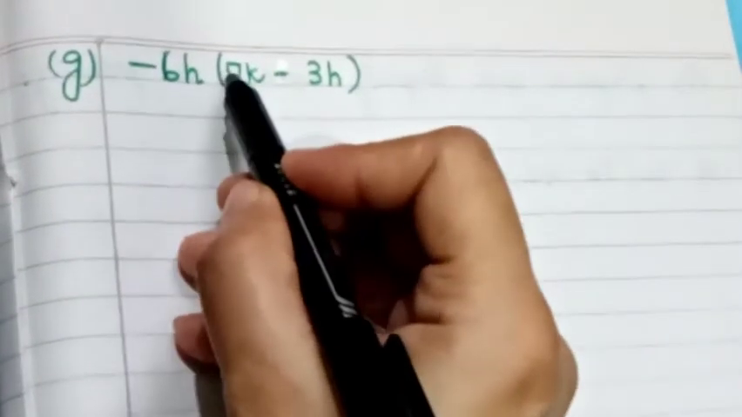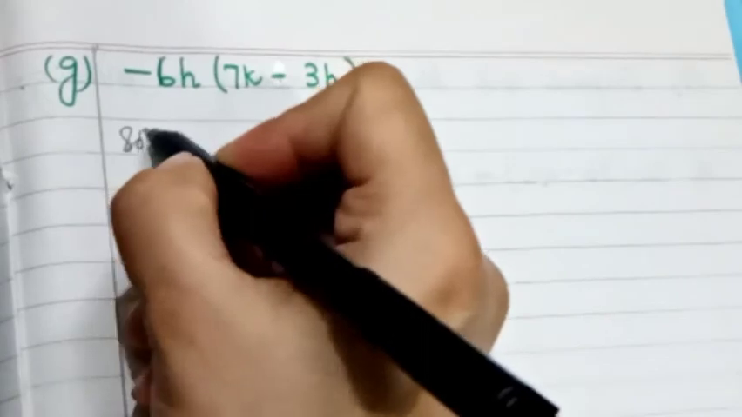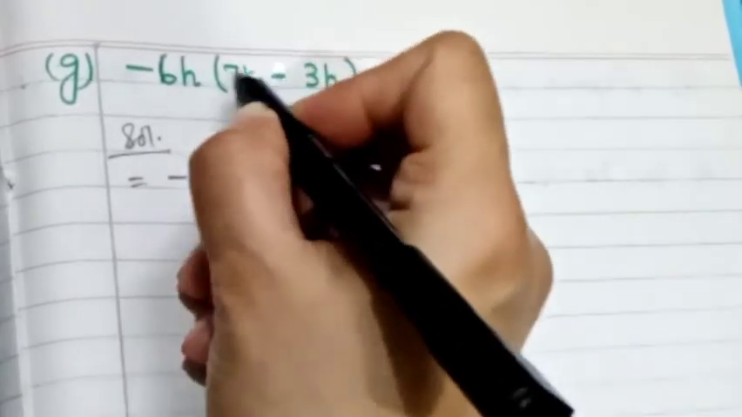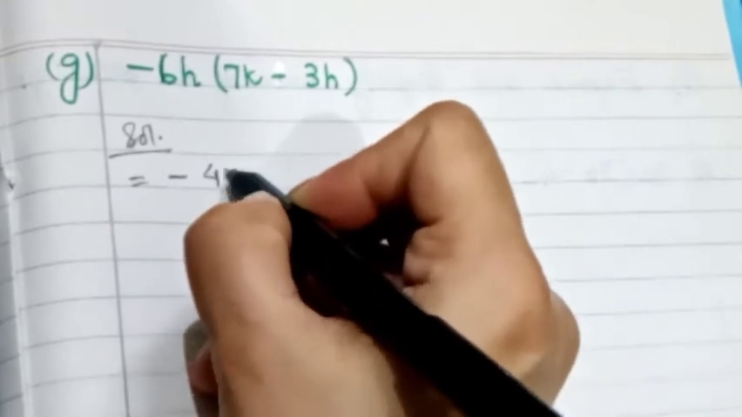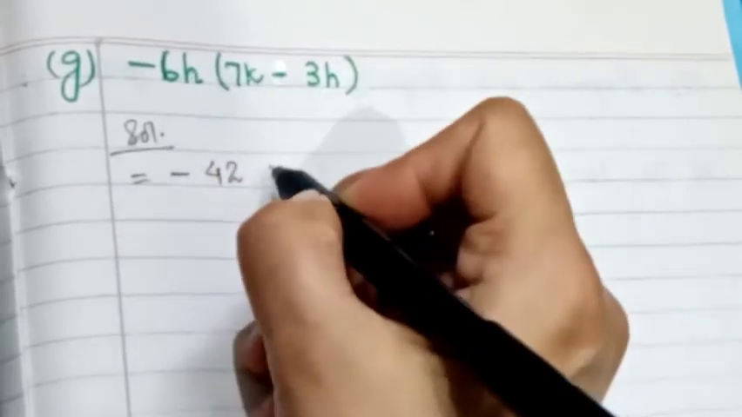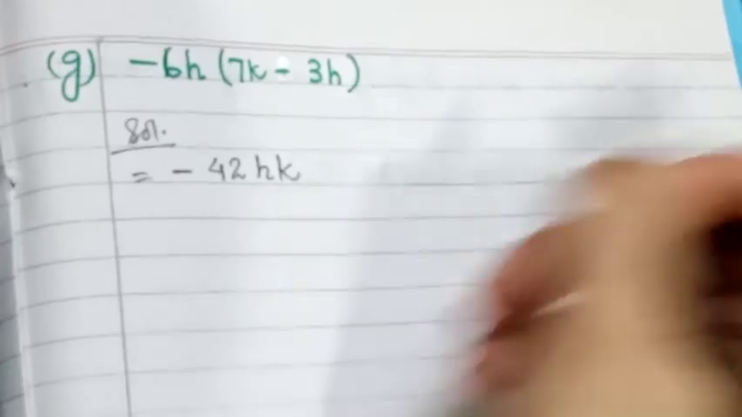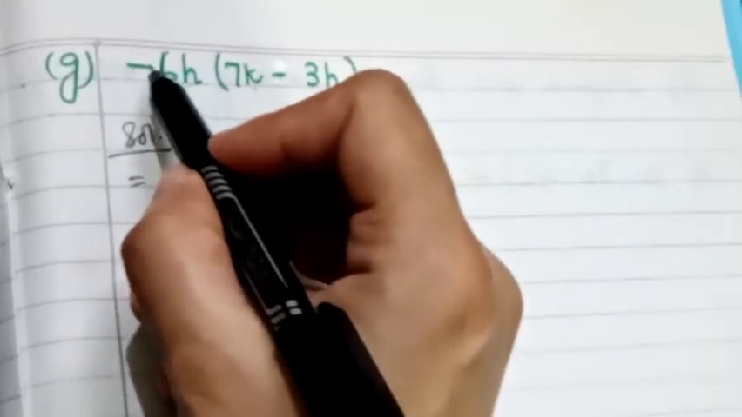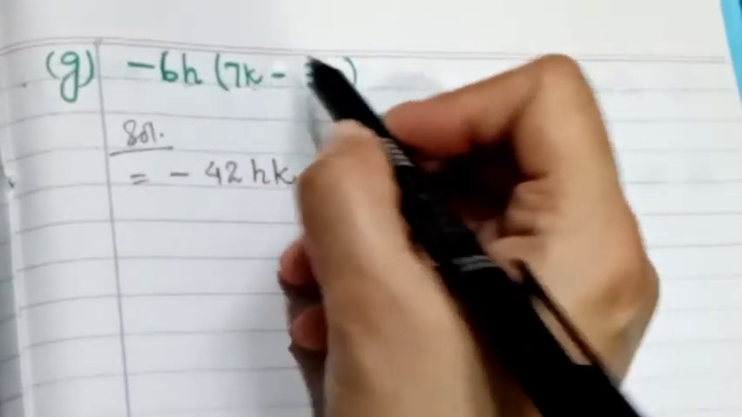Next I am doing part C for you. Minus 6h will be multiplied with 7k minus 3h. So we have to apply the distributive law here. Minus plus minus, 6 into 7 is 42 and h into k means hk. Then we have to multiply minus 6h with minus 3h.